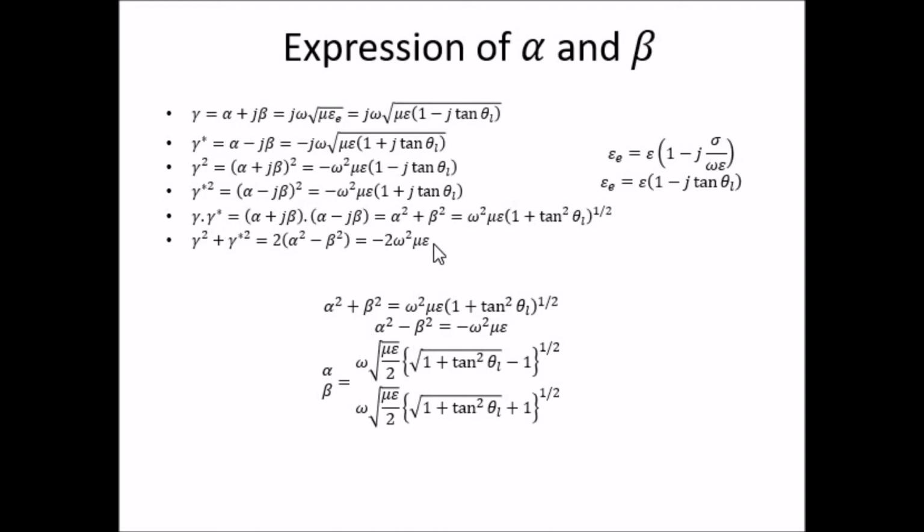So now you will come up with two expressions. One is alpha squared plus beta squared, which is this one, and here is alpha squared minus beta squared, which is minus omega squared mu epsilon. If you sum these two equations, you will get 2 alpha squared on the left hand side, and if you subtract them, you will get 2 beta squared, and then solve for alpha and beta. You will get the expression for alpha shown here and the expression for beta shown here.